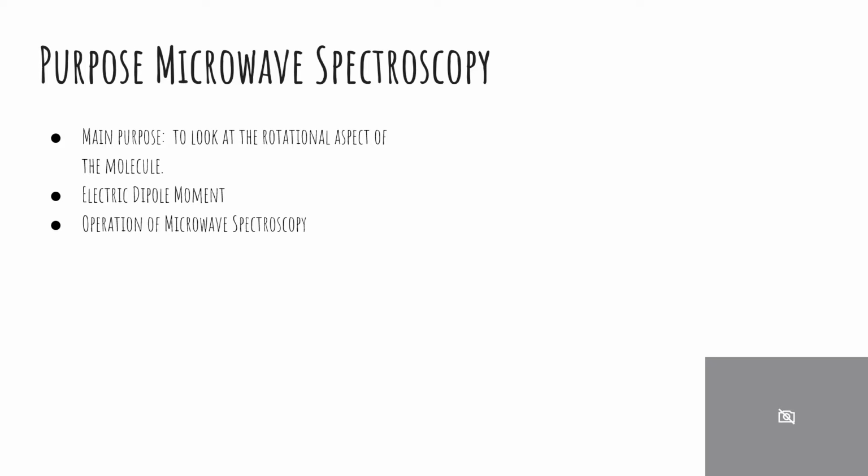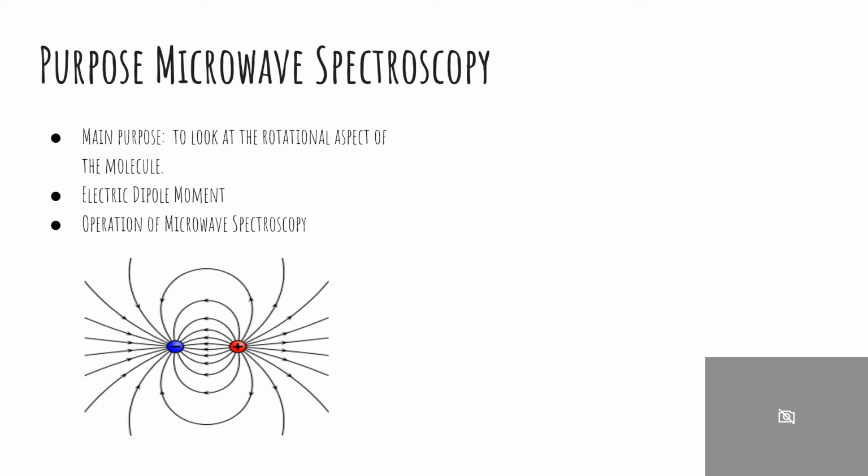Rigid rotor seems small and maybe pointless, but it's actually a major component of microwave spectroscopy. Microwave spectroscopy's purpose is to look at the rotational aspect of the molecule. The transition between rotational states can be observed with a permanent electric dipole moment, which measures the overall polarity. Speaking about polarity, molecules in microwave spectroscopy need to be polar in order to see any peaks. In the animation below, we can see the movement of the electric dipole moment from positive to negative charge.